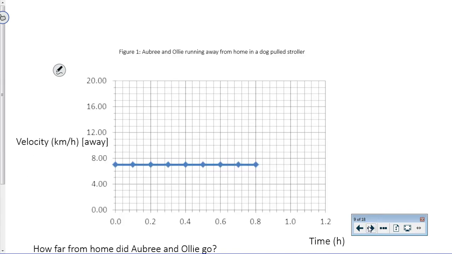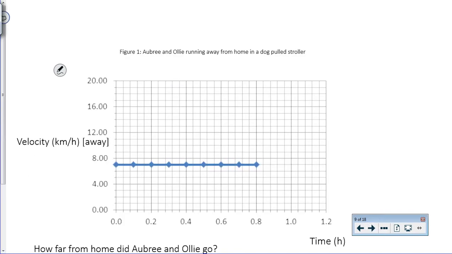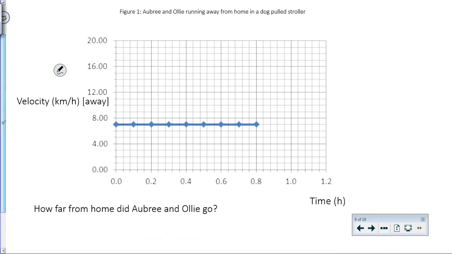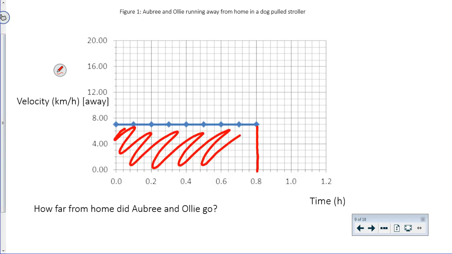Last thing we can ask. Now this we didn't see in a DT graph. Well, actually, I guess we did. You just read the graph and it was easy. How far from home did Aubrey and Ollie go? Well, we're looking at a VT graph. This tells us their velocity. We can also see their time. So, ladies and gentlemen, there is something called area under the graph. Essentially, if we turn our graph into one big rectangle on a velocity time graph, this should give us displacement.